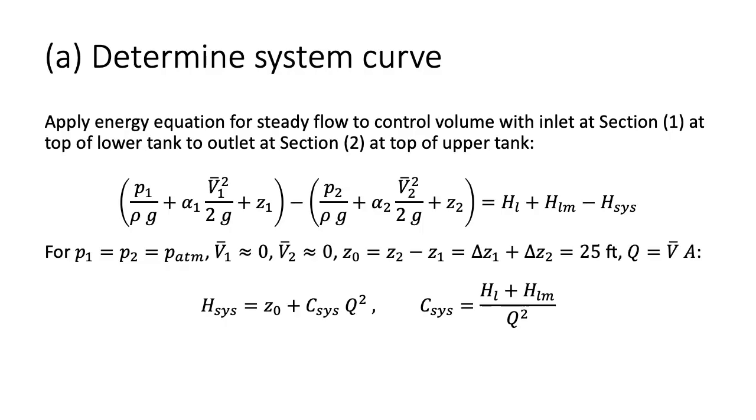Next, we can reduce this equation by first assuming that at Section 1 and Section 2, the water is at atmospheric pressure. Second, we can assume for the large tanks that the velocity at these sections is also 0. Finally, we can substitute in for the total elevation gain using Z0 and define a coefficient for the system curve given by C subsystem in terms of the head losses and the volumetric flow rate Q.